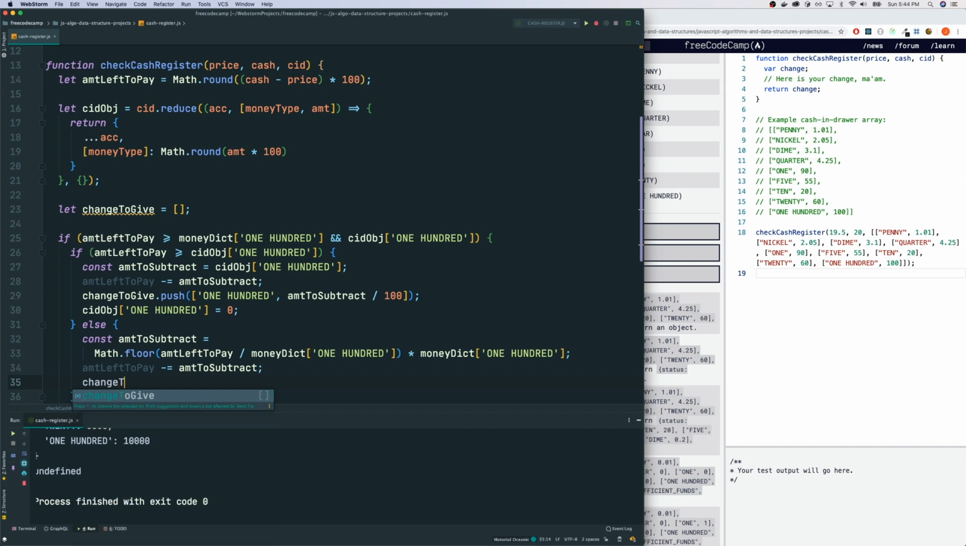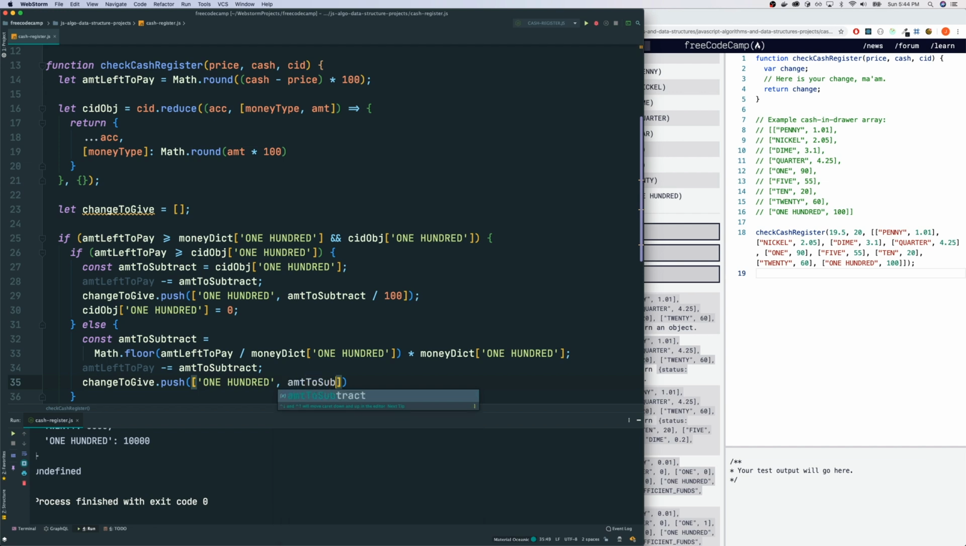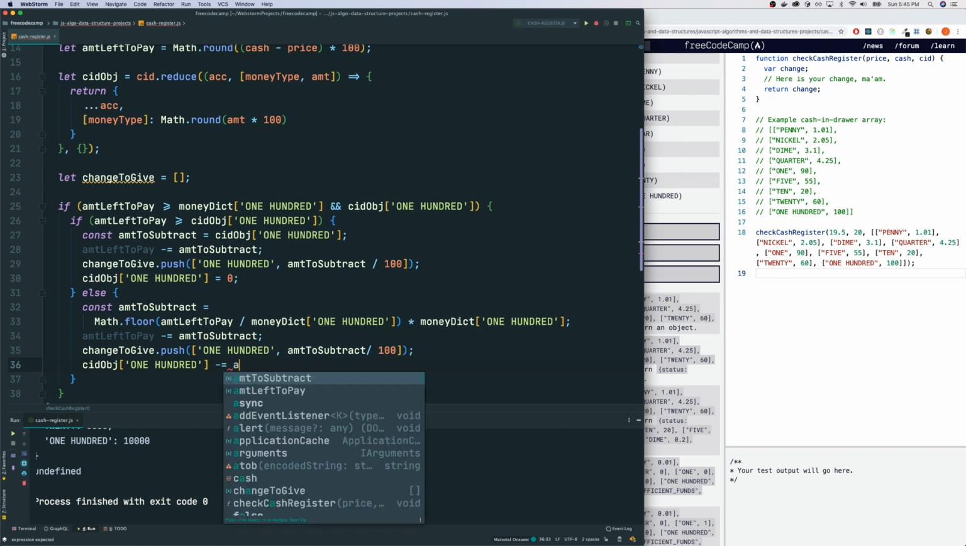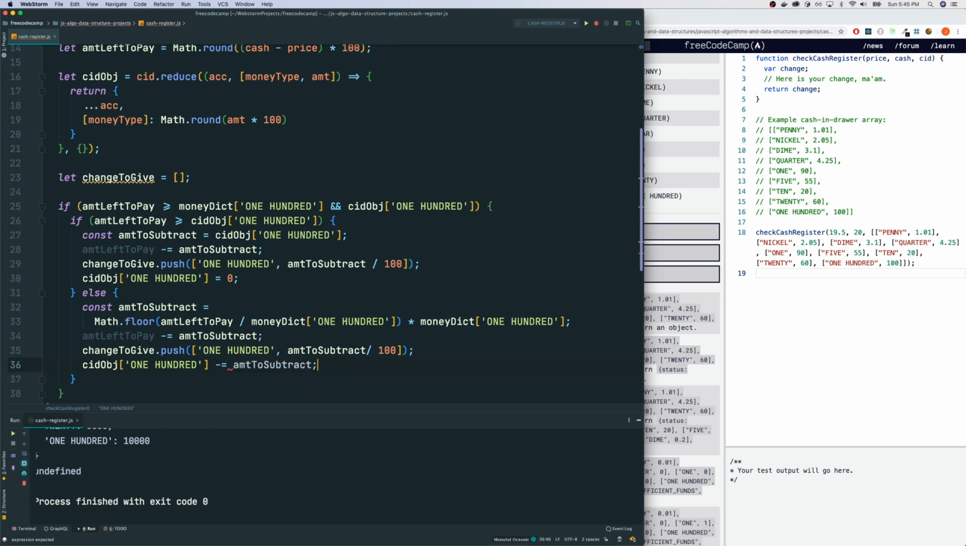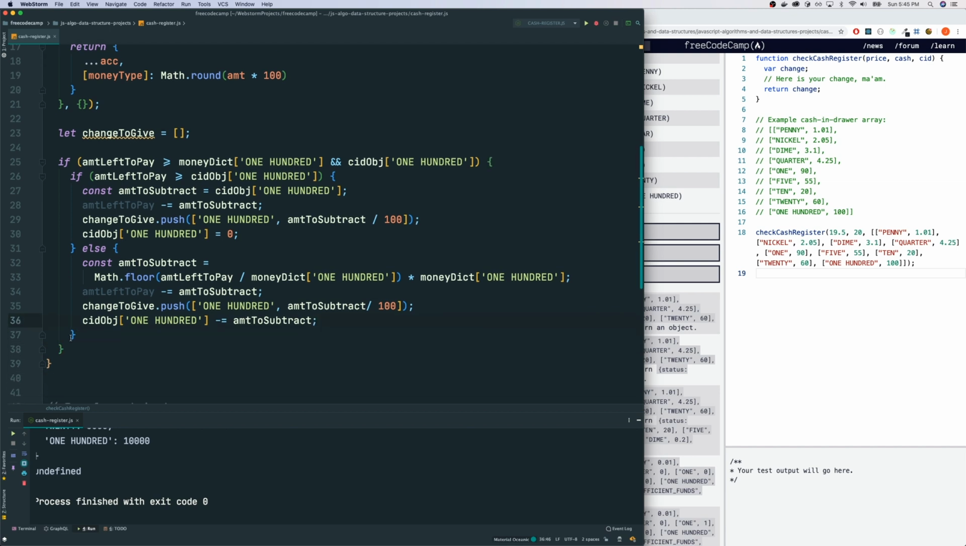Change to give push. But how much are we pushing exactly? We're pushing 100 again, and we're pushing amount to subtract, the same thing as a matter of fact, 100, like so. And CID object at 100. We're going to subtract from it, not set it equal to 0 this time, but subtract from it the amount to subtract. Hopefully that makes sense, and hopefully this is all correct.